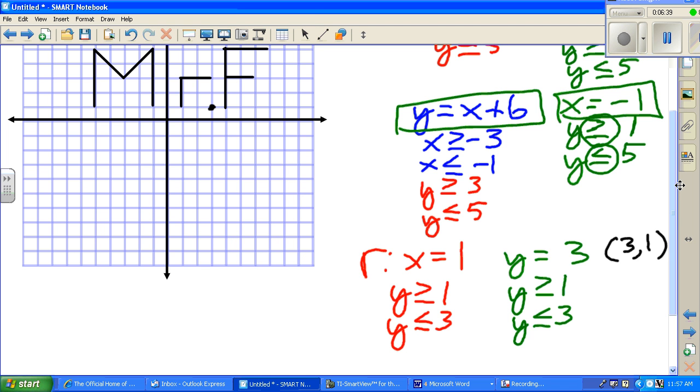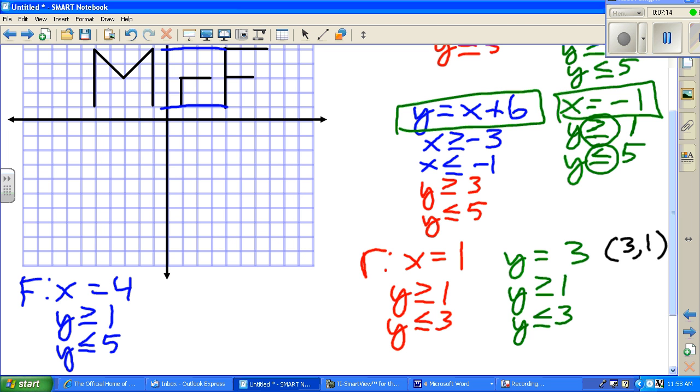Now let's do the f real quickly. Okay, again, not too bad. Let's look at this vertical line. Where is it going to cross the x-axis? It's vertical, so that's an x equals. Crosses at 1, 2, 3, 4, so x equals 4. And my bounds, looks like it's going to go from 1 to 5 again. So y has to be greater than or equal to 1, and y has to be less than or equal to 5. There's my first equation for f.